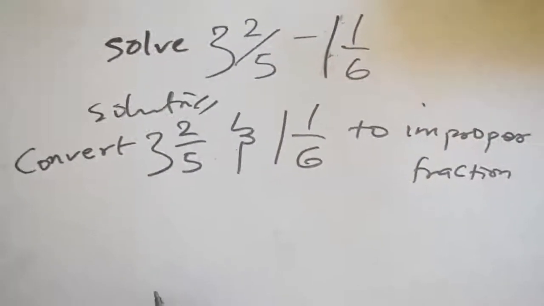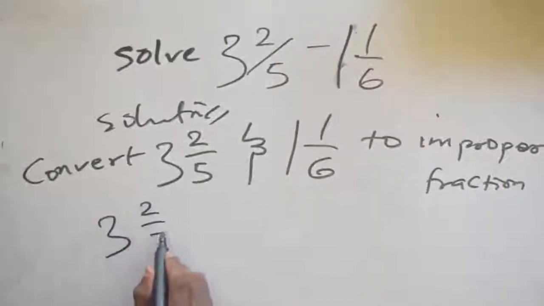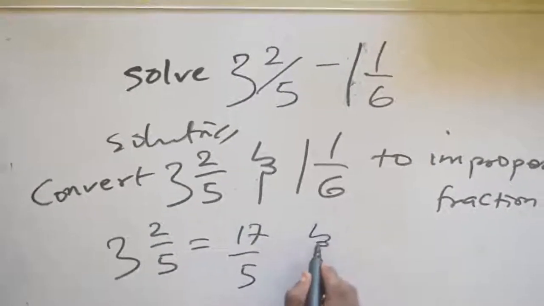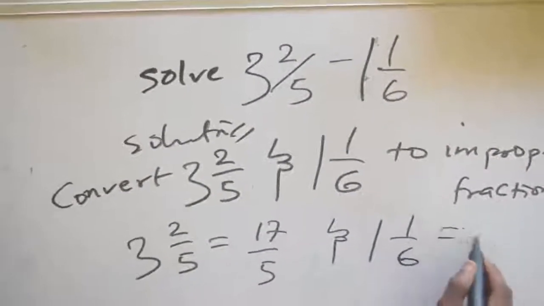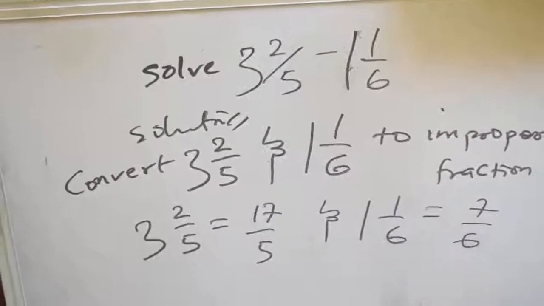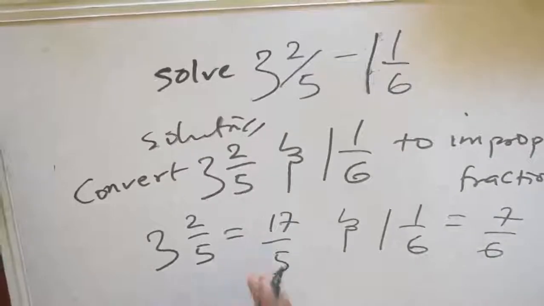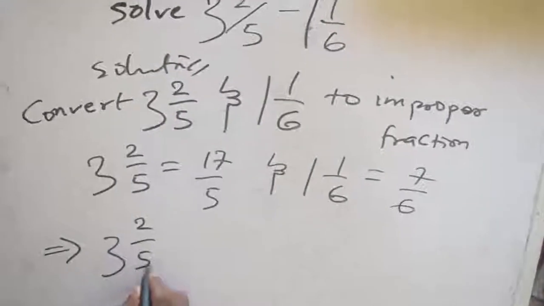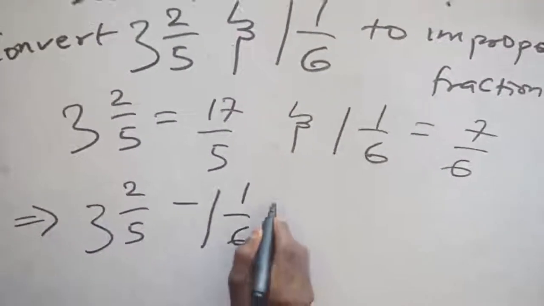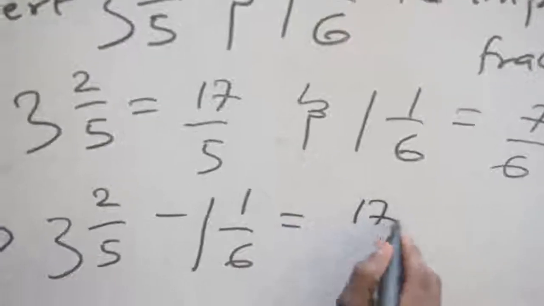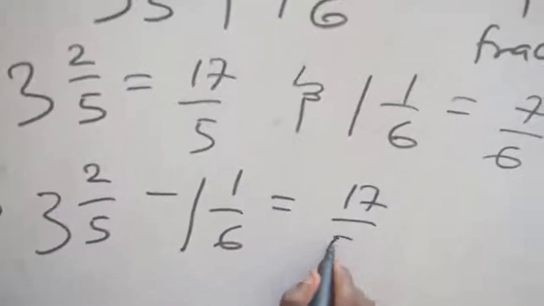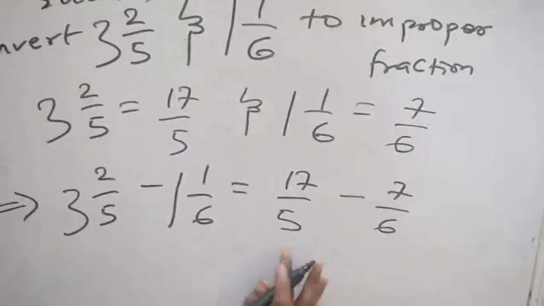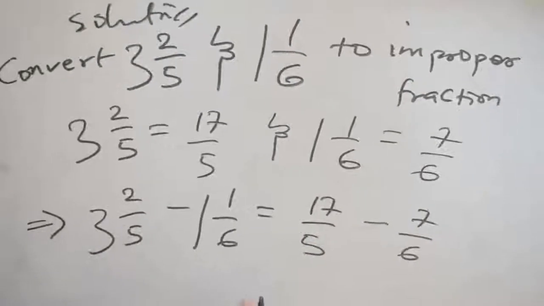Now here we go. When we convert this guy, 3 whole number 2 over 5, it's going to give you 17 over 5. And 1 whole number 1 over 6, when you convert it, it's going to give you 7 over 6. So it implies that this question is the same thing as 17 over 5 minus 7 over 6. Since we have converted all the mixed fractions, we are good to go.